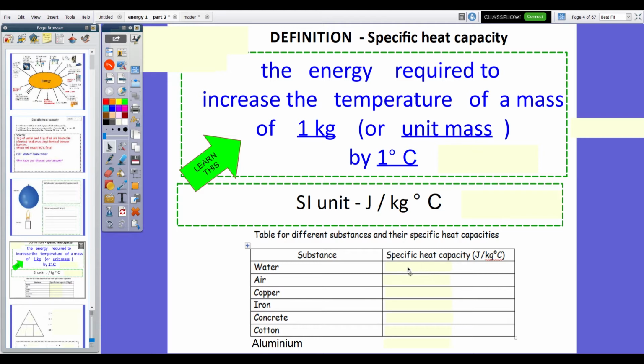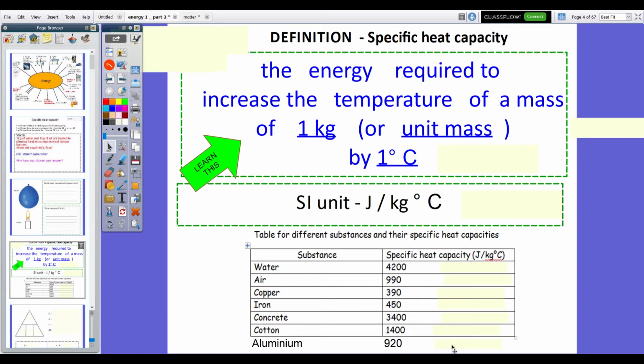Now, some values down here. Water, it's got a reasonably high one, 4,200. Air, 990. Copper, 390. Iron, 450. Concrete, 3,400. Cotton, and aluminium, 920. So if you get those values down, put them in your booklet. You can see water quite high.